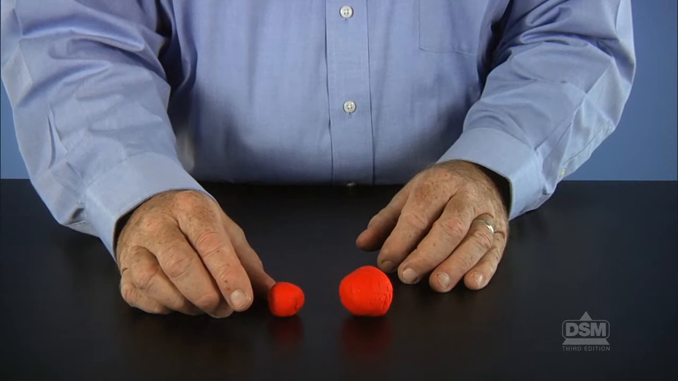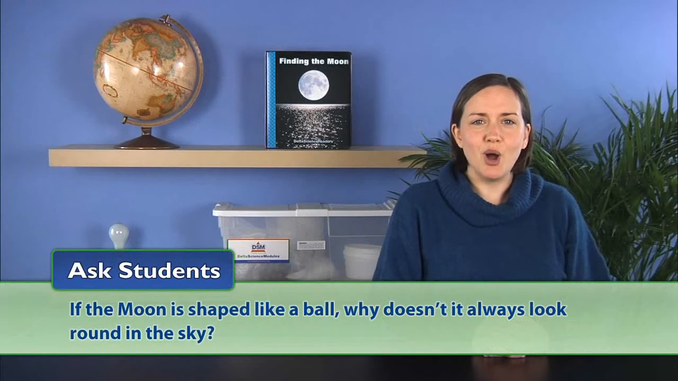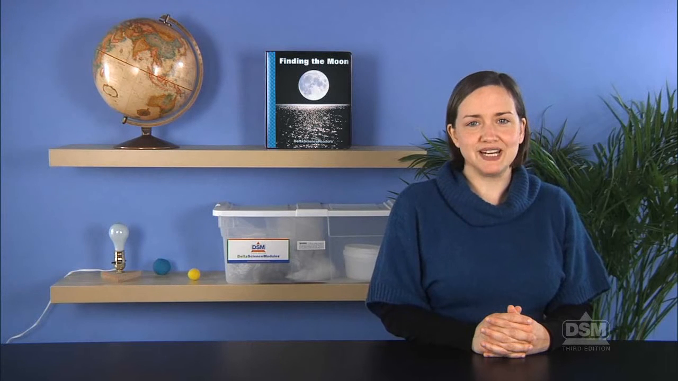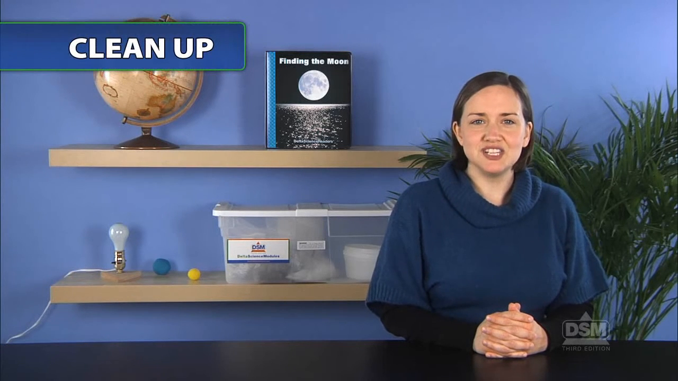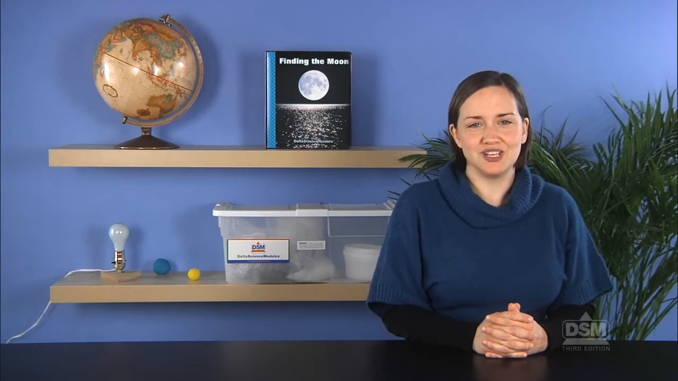Finally, ask students to recall the models of the moon they made in Activity 2, remembering that the moon is shaped like a ball. Ask students, if the moon is shaped like a ball, why doesn't it always look round in the sky? Students may guess that it has something to do with how much sunlight is hitting it. Accept all answers and tell students they will find out why in the next activity. To conclude the activity, collect the scissors and return the moon phase cards to the kit.